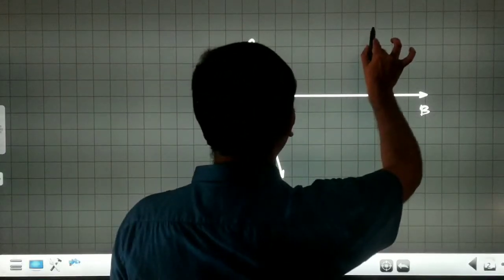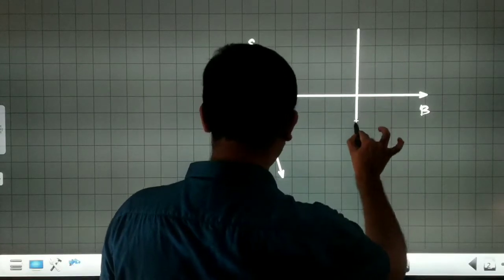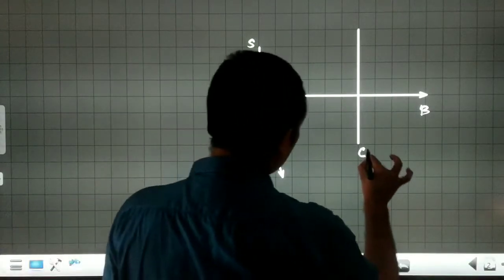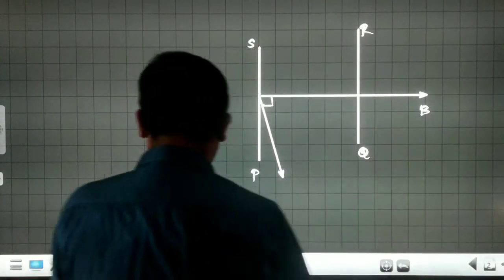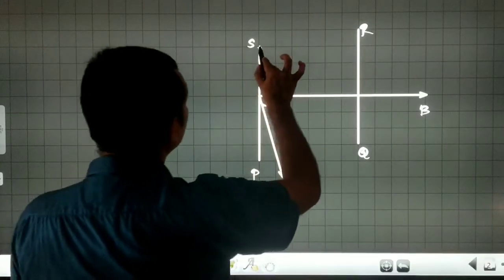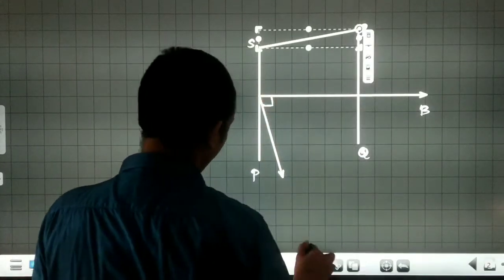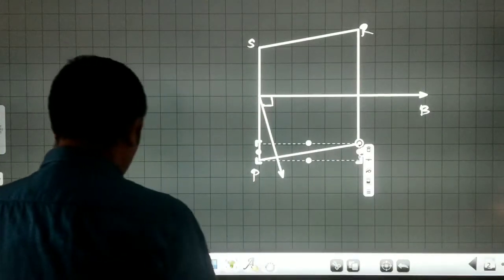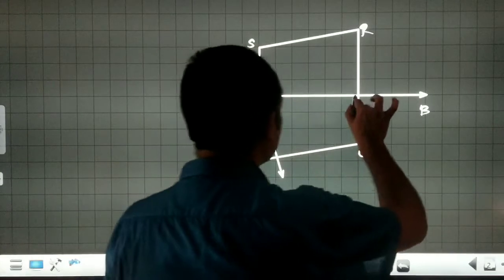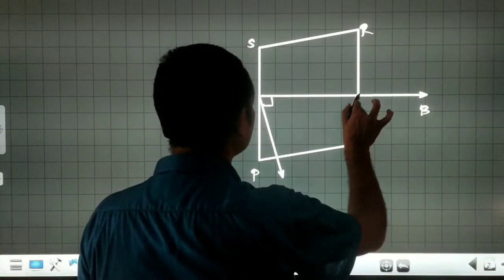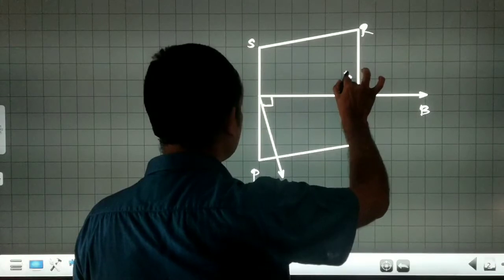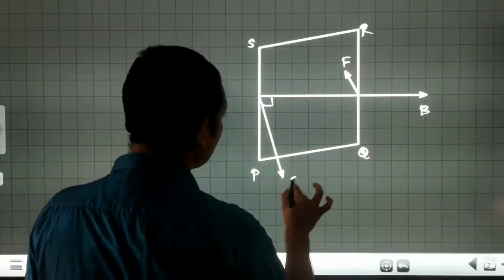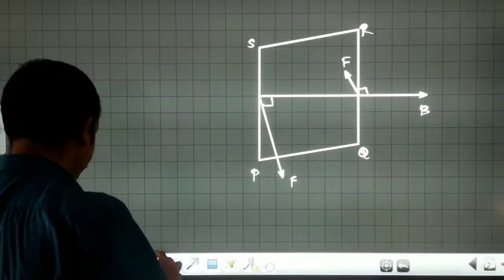Now the other one is QR. You can see that on this part, the force is into the plane. Again, I am considering that this is perpendicular to the magnetic field. These two forces are equal in magnitude. I am saying F itself, this angle is 90 degrees.